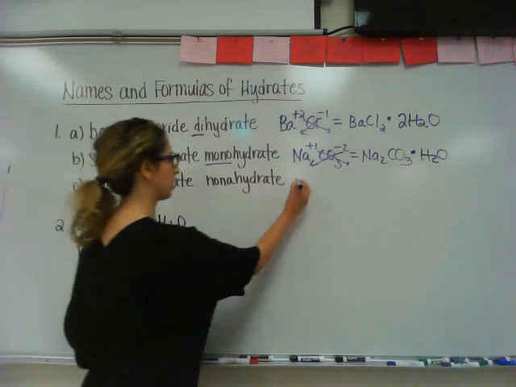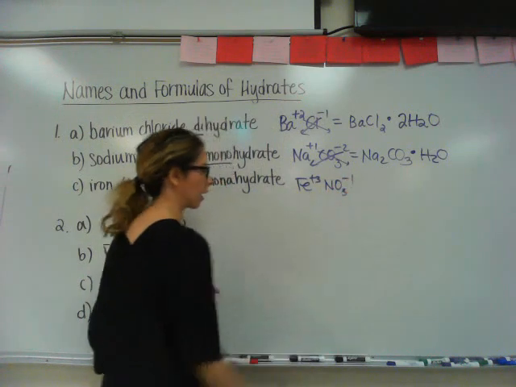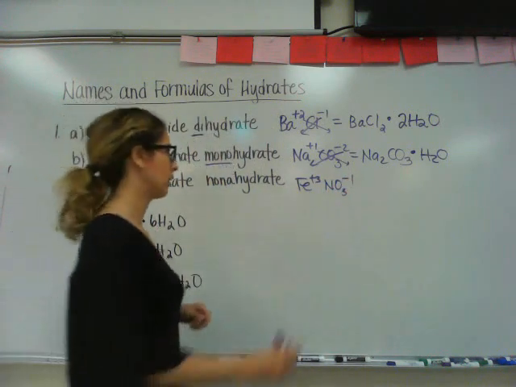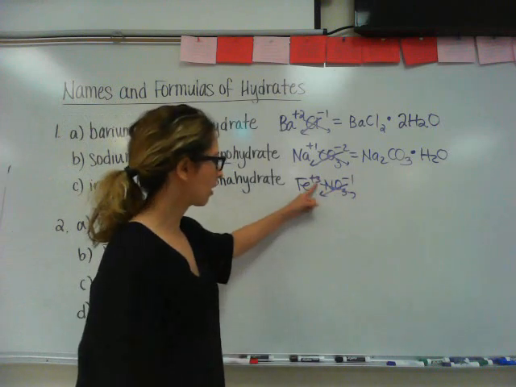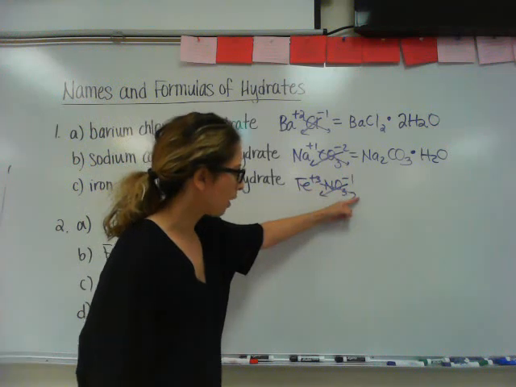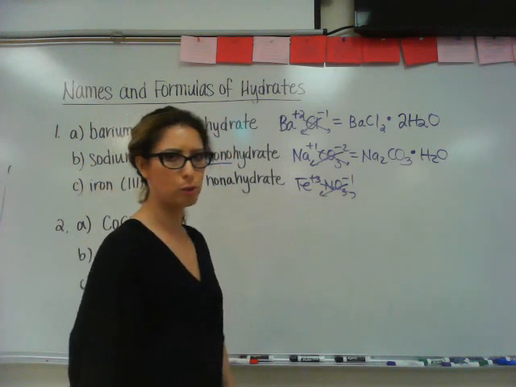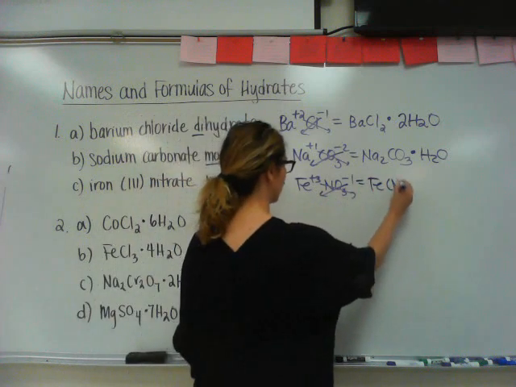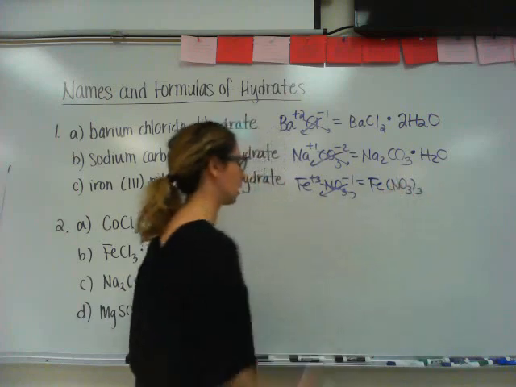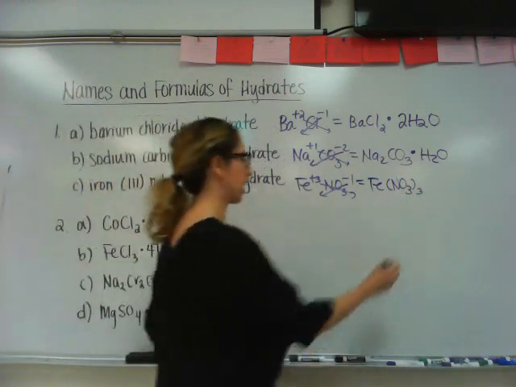Iron 3 nitrate, that's Fe plus 3. Nitrate is the polyatomic ion, NO3 minus 1. Take the numbers and the charges and cross them. Since you're crossing a 3 and you're writing it as a subscript on the polyatomic ion, you have to put the NO3 in parentheses. So this is going to be Fe(NO3)3. Nonahydrate means you have 9 waters attached.